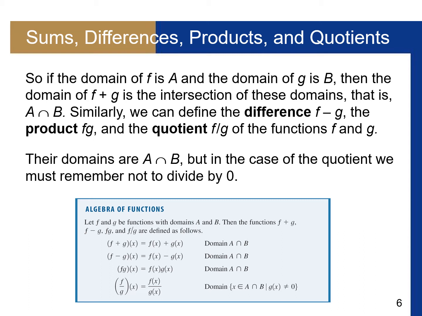So we're going to look at the domain of G, and we're going to look at the domain of F, and then we're going to take the intersection of these domains, and we can do the same thing with the difference, the product, and the quotient. Now, the only thing we have to add to that is to remember that if we have a quotient, we cannot divide by 0.